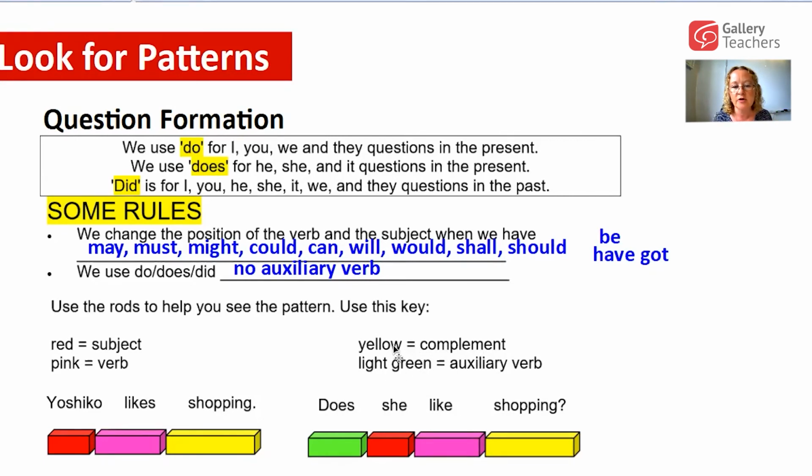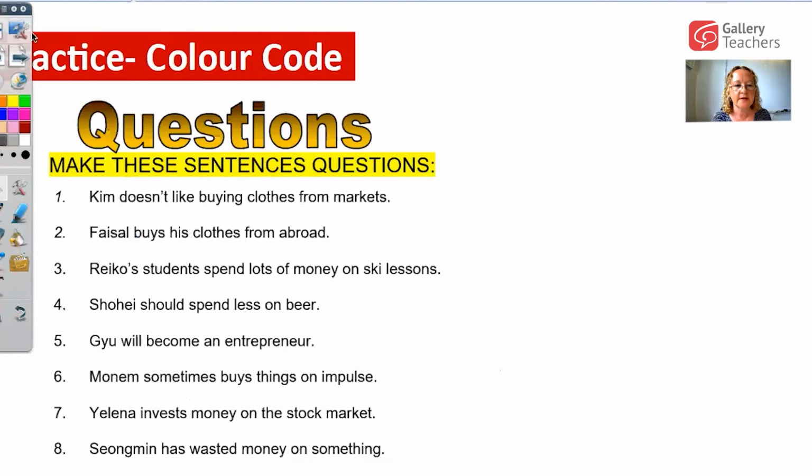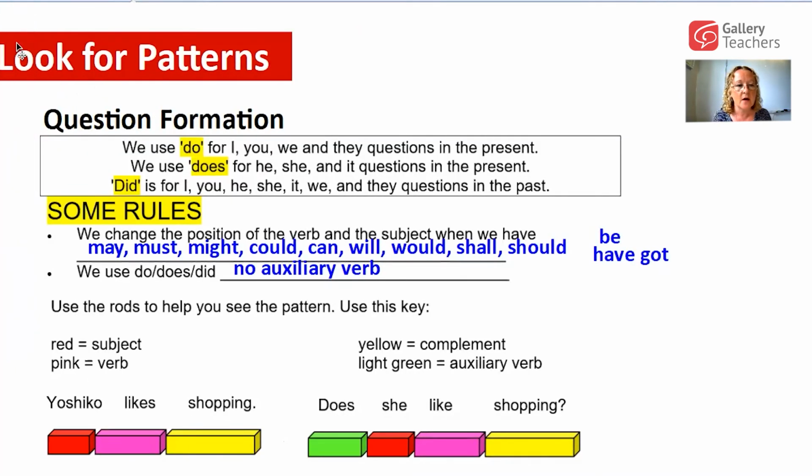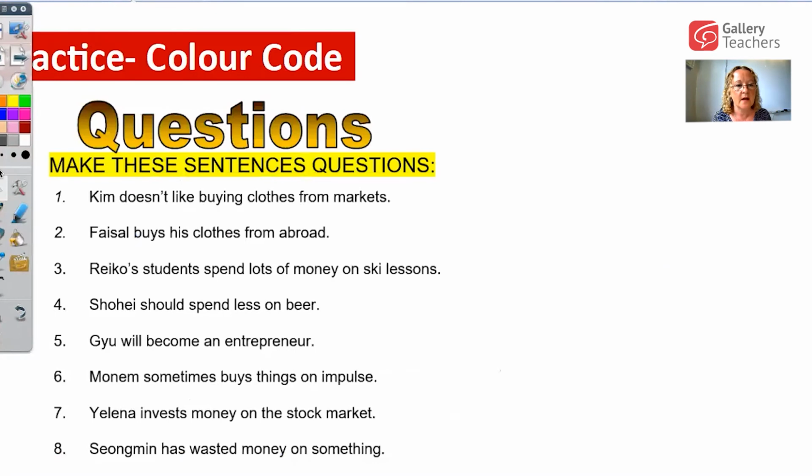of this. And light green is our auxiliary verb. So when we look at this sentence, we don't have a green, so we need to add a green. And that's how we're going to decide how we make the question. And we're going to put that right at the beginning. So does she like shopping? If we look at some of these ones as well, we can color code again. Now you can lay it out with rods, or as you've seen here, or you can simply use the colors with a highlighter pen or colored pencil.